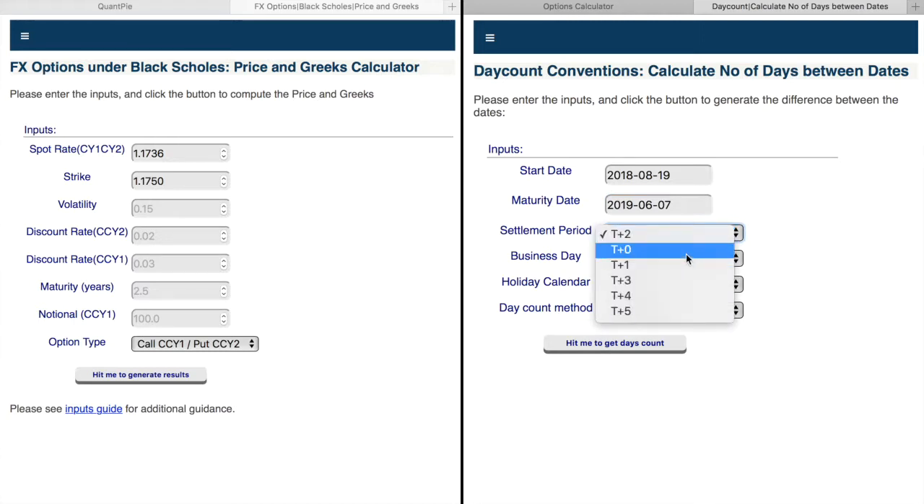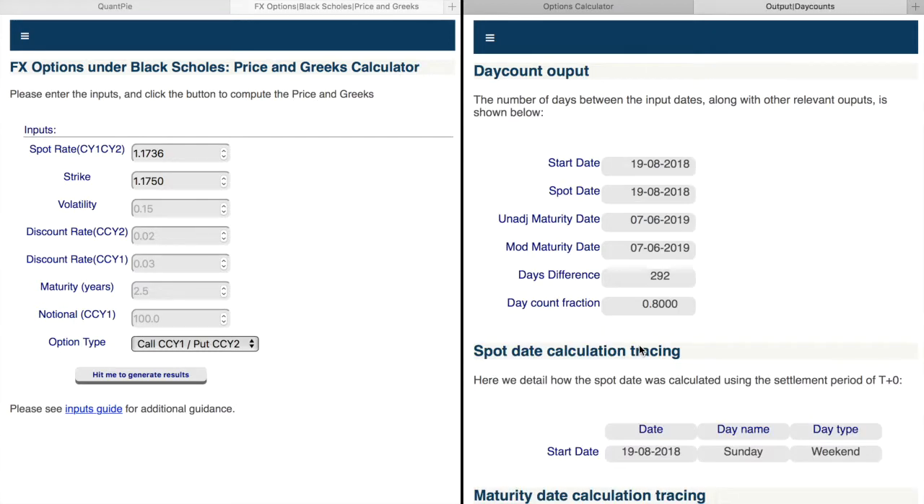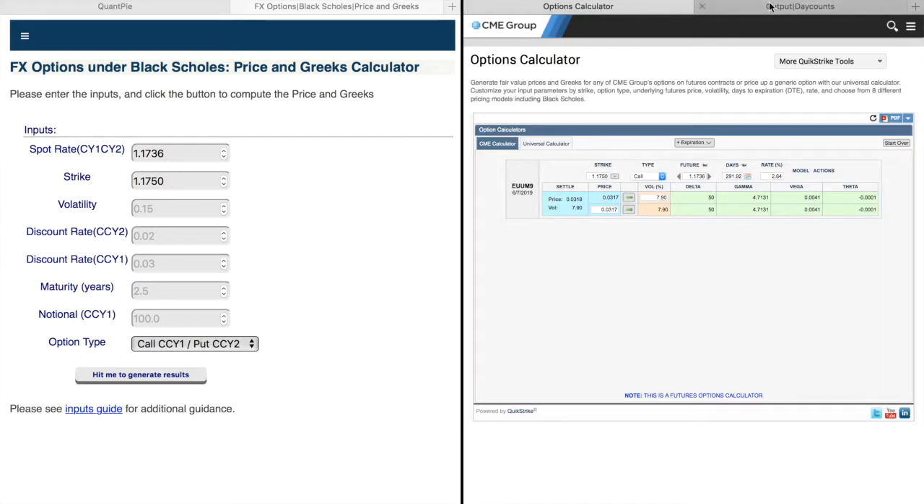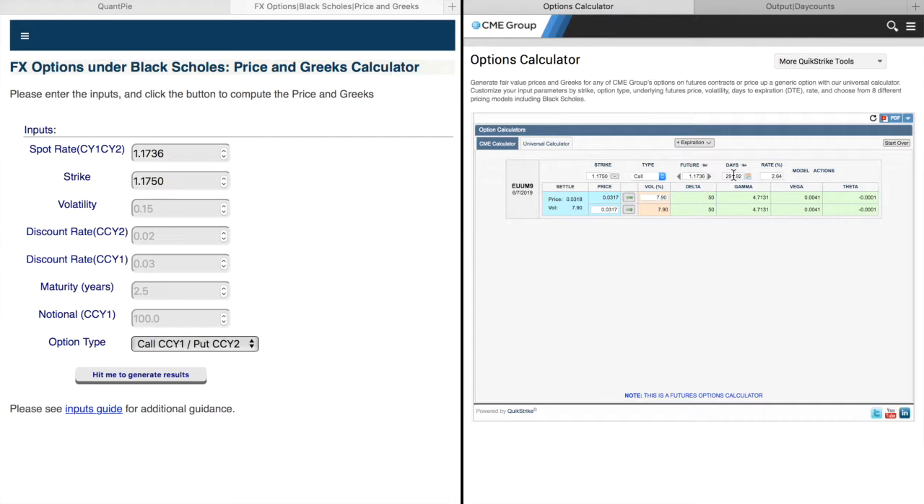We will assume that the settlement period is 0, and the day count convention is actual/365. Here you go, the maturity is 292 days, which is 0.8 in years. CME is counting hours as well, that's why you see the fraction and number of days. Let's enter the maturity and volatility.